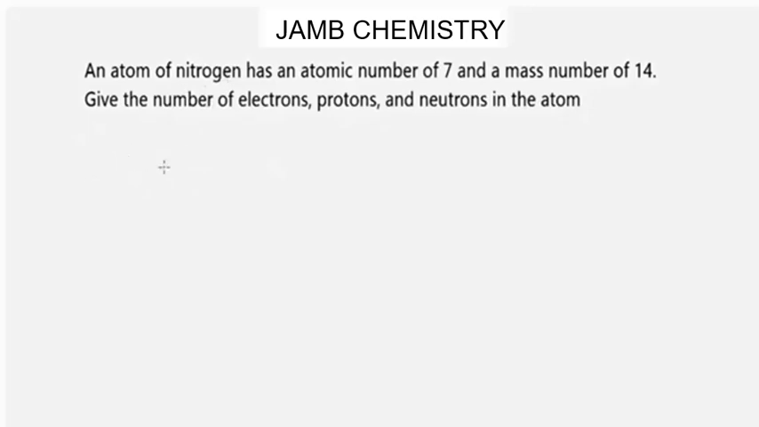So basically, this is a very, very simple question. Let's use a chemical symbol for this atom. So we have nitrogen here. The mass number will be here, 14, and we have the atomic number, 7. So we have to find the protons, electrons, and neutrons.